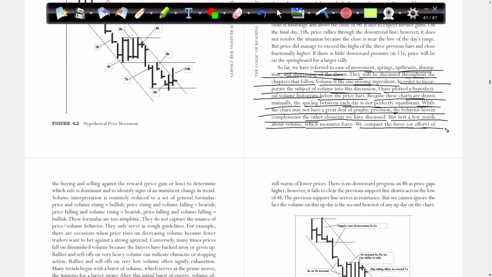We compare the force or effort of the buying and selling against the reward, price gain or loss, to determine which side is dominant and to identify signs of an imminent change in trend.